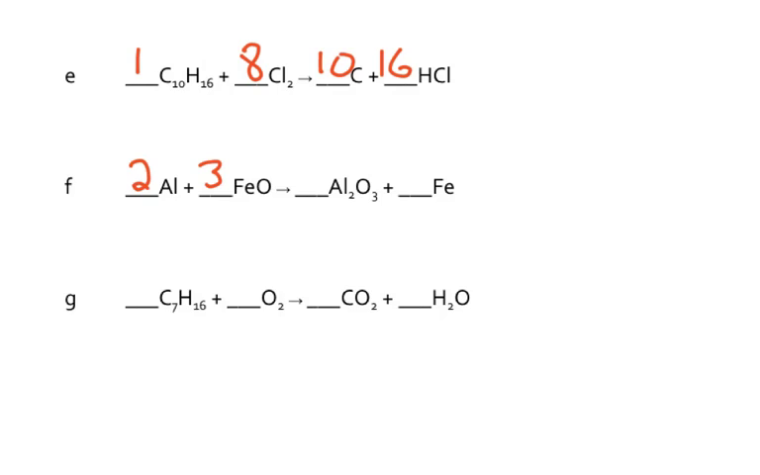The only other element that I haven't considered is the iron, the Fe. I now have 3 irons on the left from 3 FeO. I can make 3 irons on the right quite easily, and everything's balanced with a 1.